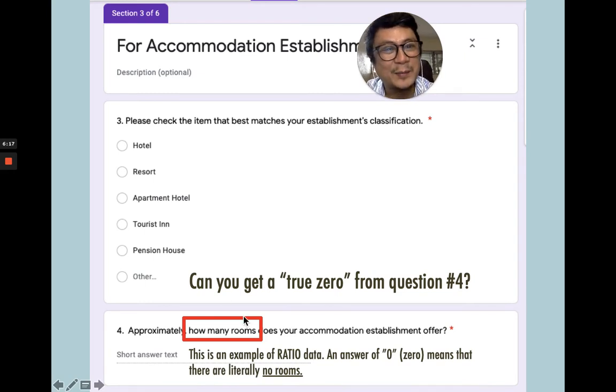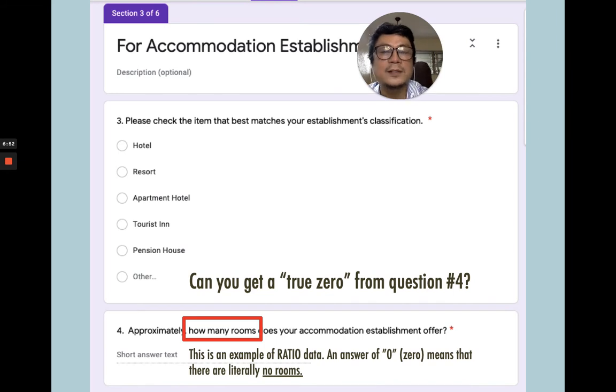And that is where I made a mistake. It is interval data. Now that I was explaining it, I realize you cannot have 0 here, because the last part of the question refers to them as accommodation establishments. If we did not have that and all the respondents could answer, for example, a travel agency obviously doesn't have a room to offer, then they would answer 0. Then it would be true ratio data.